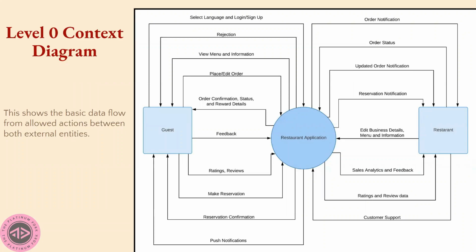The level 0 context diagram shows basic data flow between the external entities and the restaurant application system. For example, the guest would log in, and upon successful login, the system would return the menu and information. The guest would then send the selections to the system, and the system would return confirmation to the guest and an order notification to the restaurant.